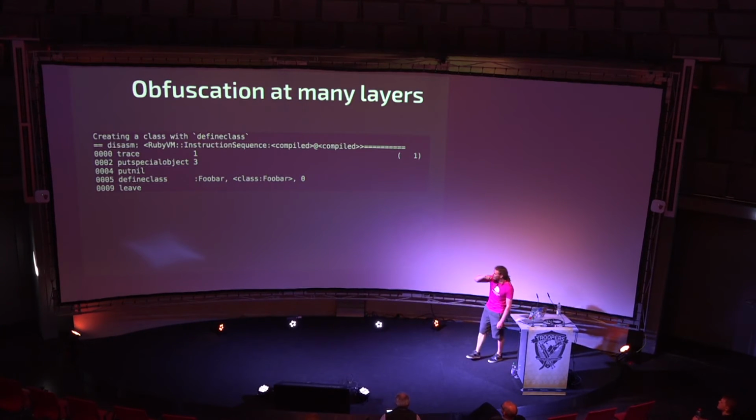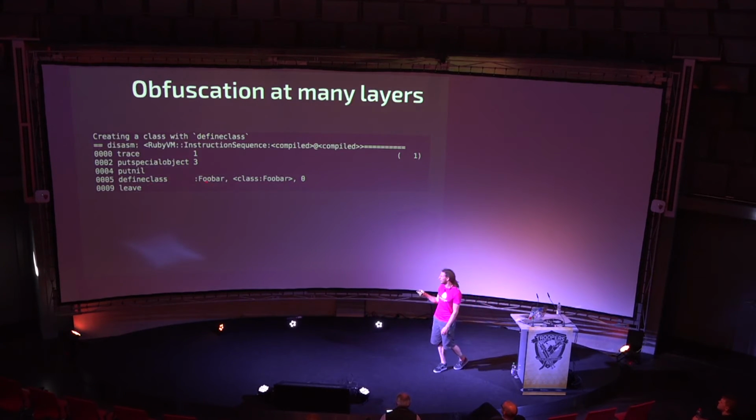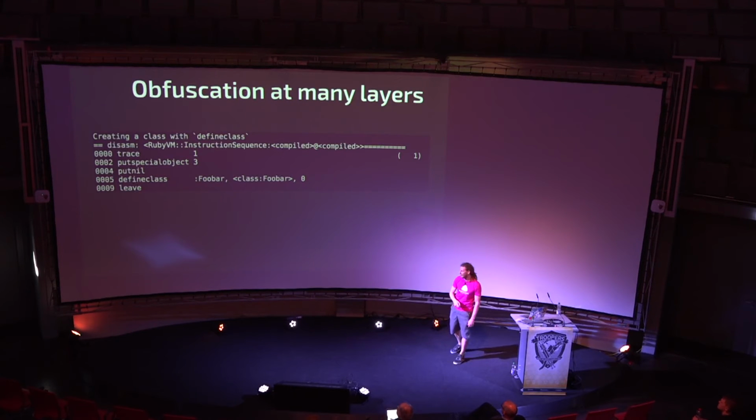The second one. So this is an example of creating a class. I'm calling define class with foobar, and this does what you would expect. It creates a class called foobar. So you would naively think that if I grep through all of the disassembled bytecode and look for all the instances of define class, that will tell me where all the classes are. And that's an assumption that Reversal originally made.